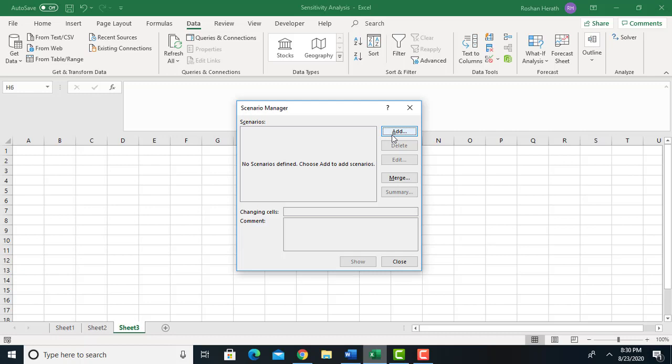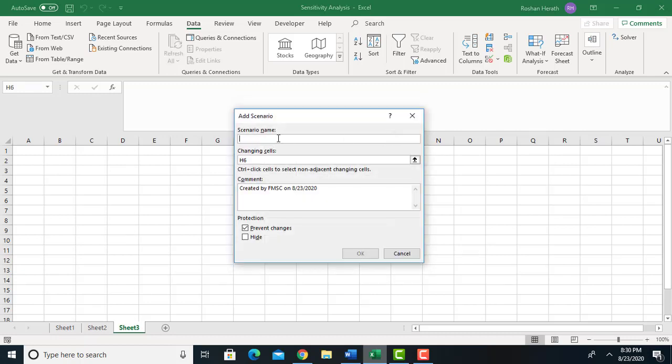Upon clicking this Add button, you can add different scenarios. Just to show that, if you click it, you can first give a name for the scenario. It may be like best case scenario. Then here you can specify the changing cells. In that, you can go up to 32 inputs. That is the beauty of this scenario manager. You can go up to 32 inputs, and the 32 inputs can be tested in a given scenario. So therefore, it's a huge functionality.